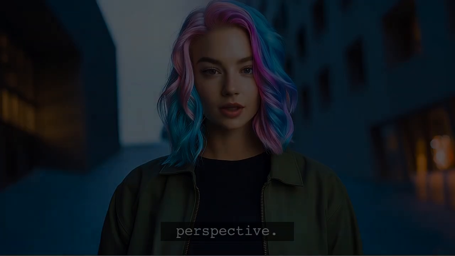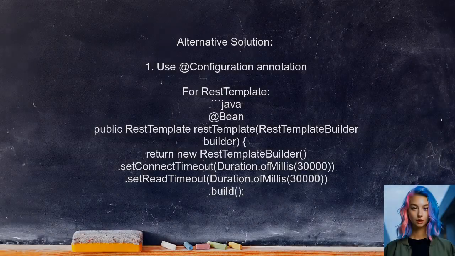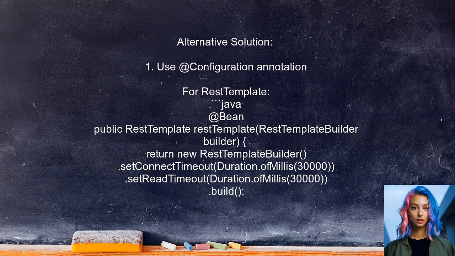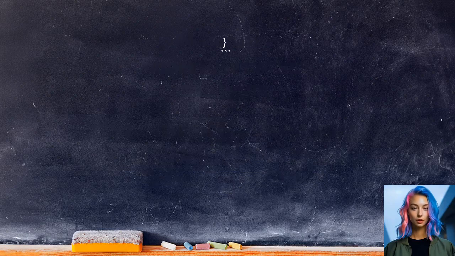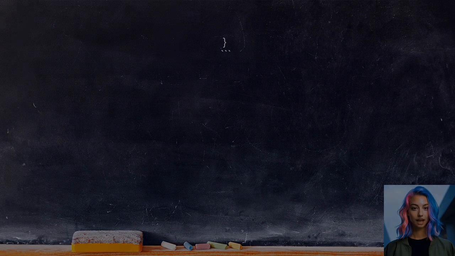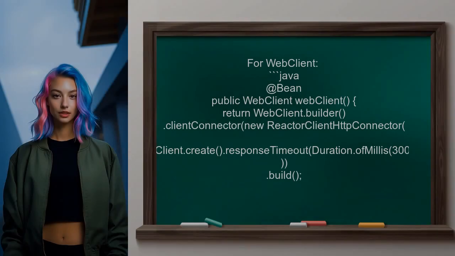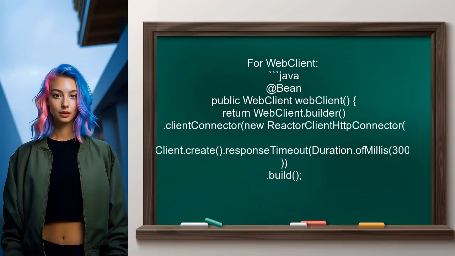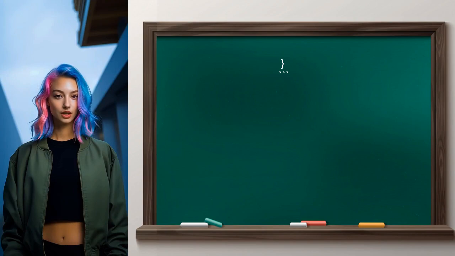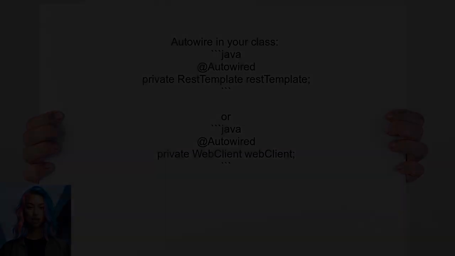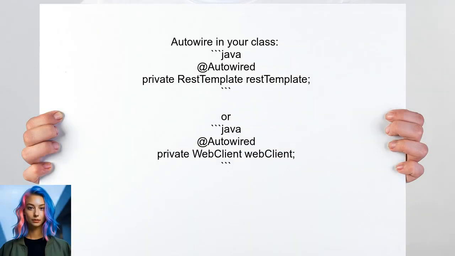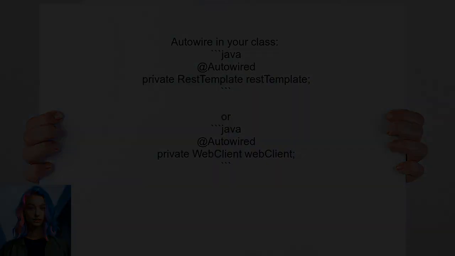Let's see another perspective. One alternative solution is to create a configuration file using the @Configuration annotation. For REST template, you can set a connection and read timeout of 30 seconds using REST template builder. For web client timeouts, you can configure it similarly by setting a response timeout of 30 seconds using Reactor Client HTTP connector. After configuring, simply auto-wire REST template or web client in your controller or service class to use them.